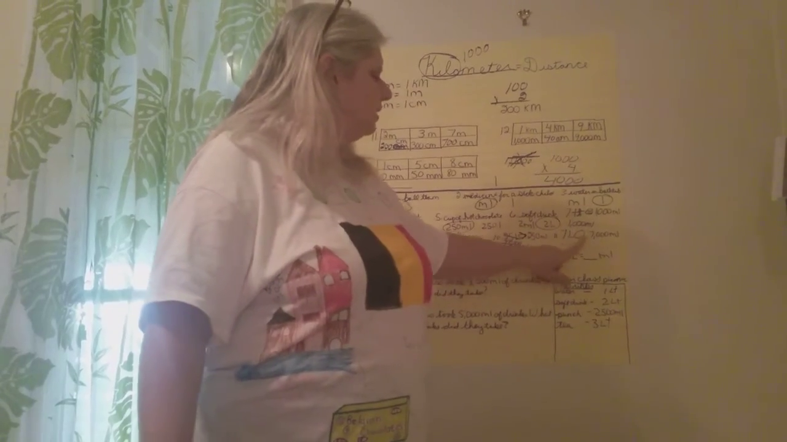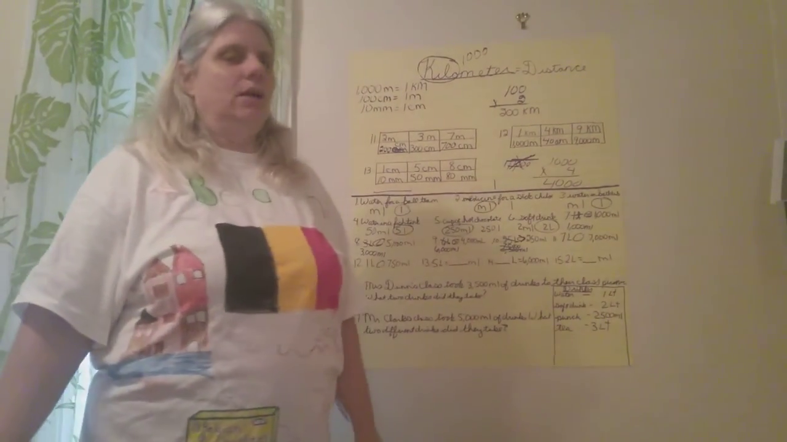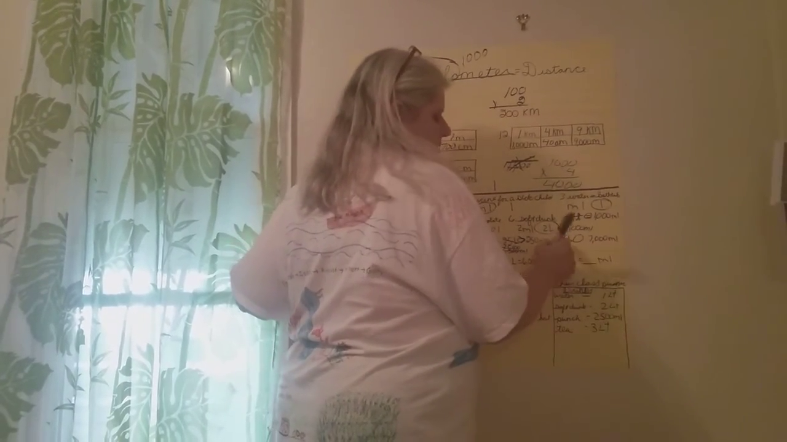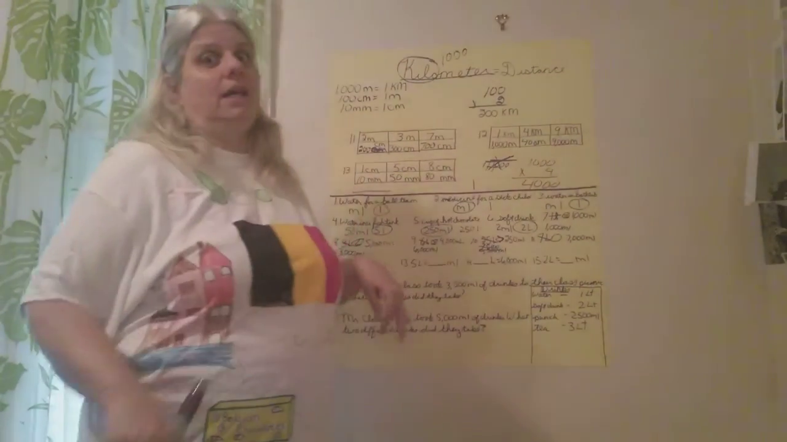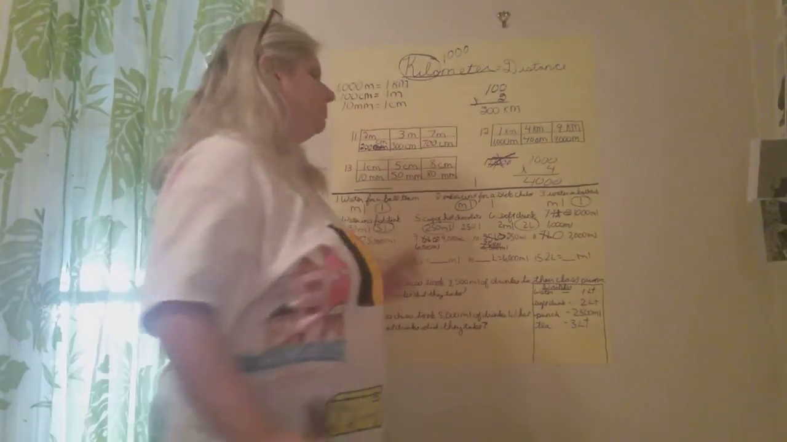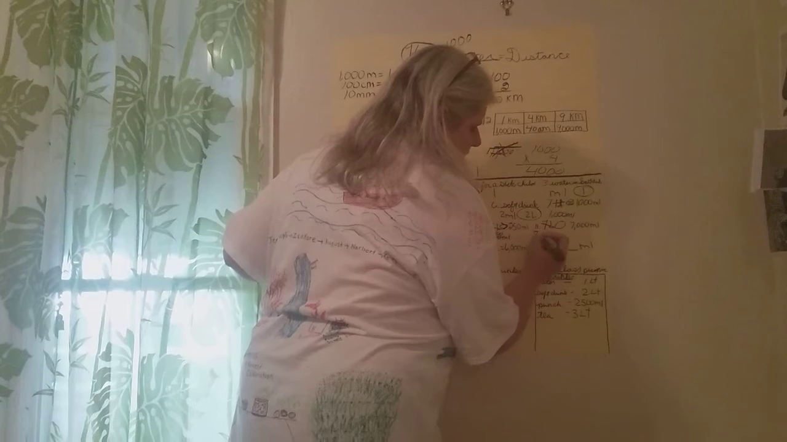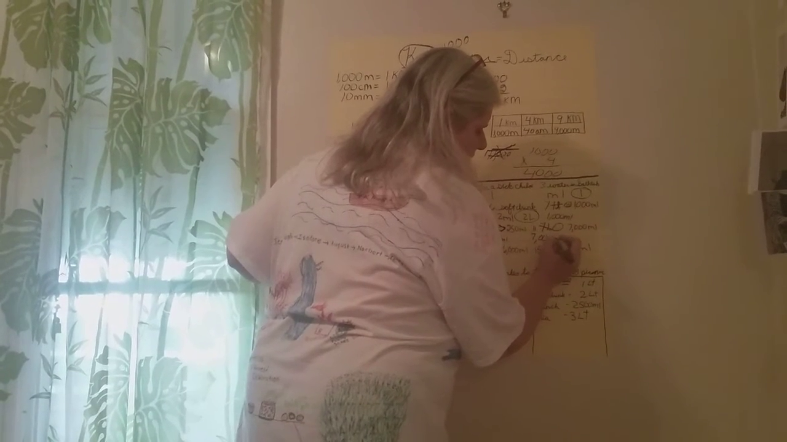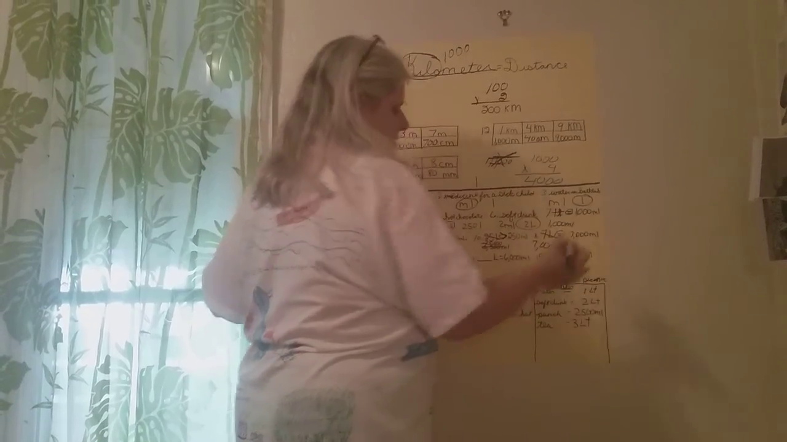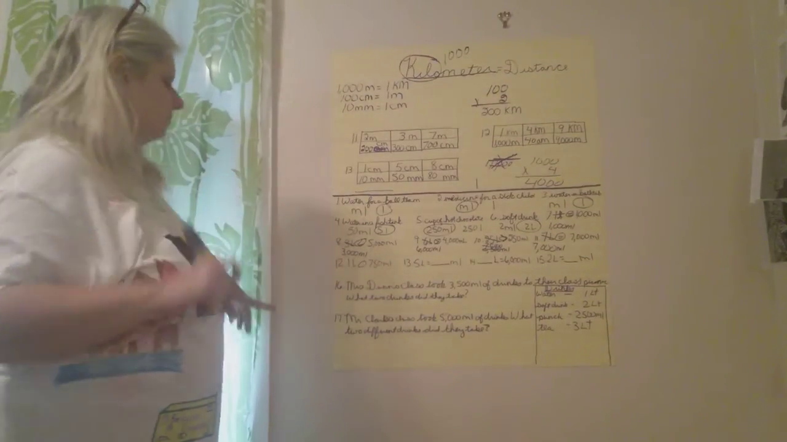All right, how about 7 liters and 7,000 milliliters? Again, we're going to take our liters because it's bigger. We're going to multiply it by 1,000 because it takes 1,000 milliliters to make 1 liter. So 7 times 1,000 is 7,000 milliliters. Oh, look at that. We have it equal again. Very good. Okay?